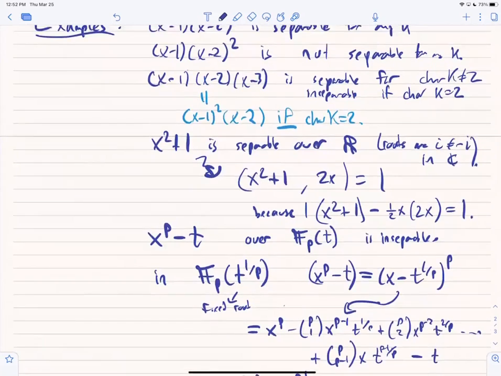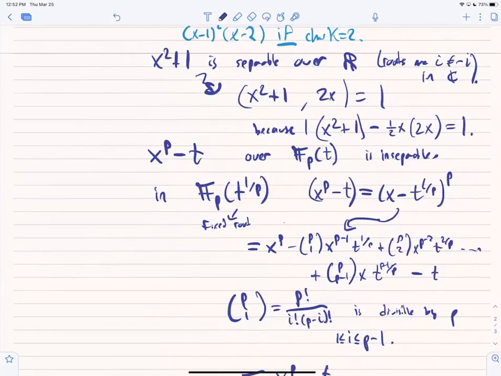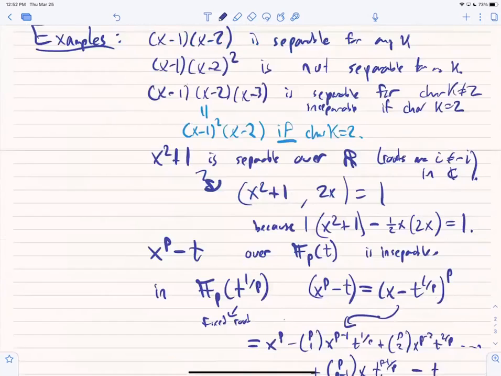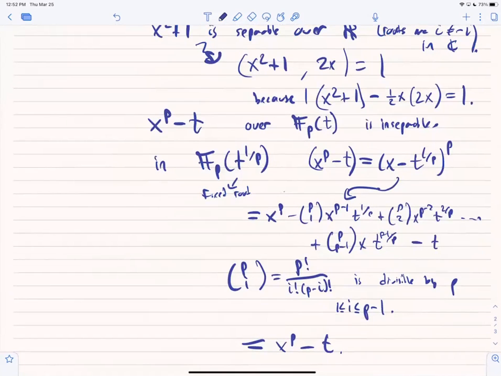Okay. So something like this was on your homework, I think the one that was due on Tuesday, or some example related to this anyway. Good. So this is an inseparable polynomial that is irreducible. I mean, by Eisenstein's criterion, this is irreducible.